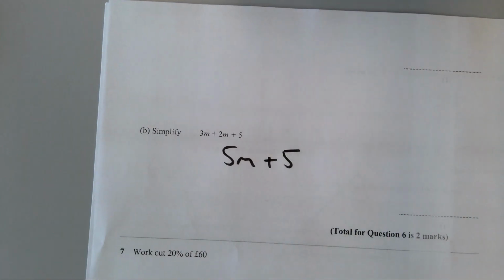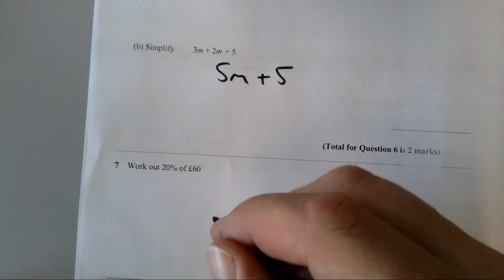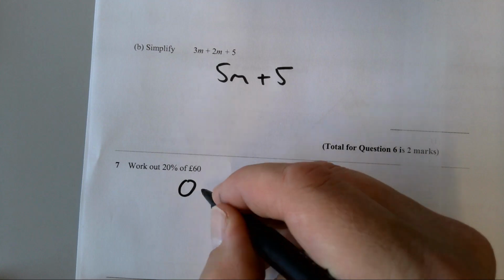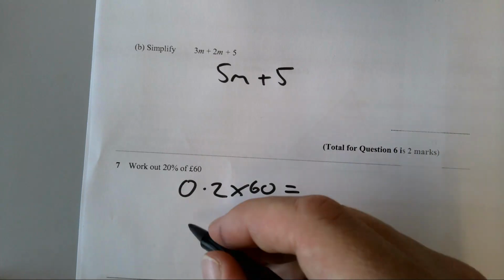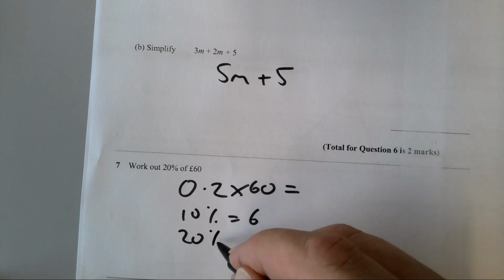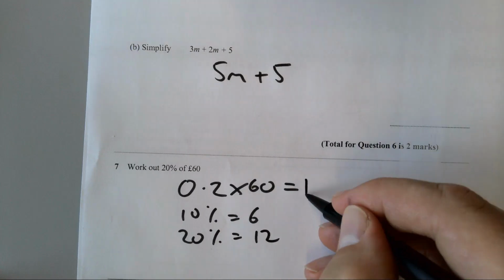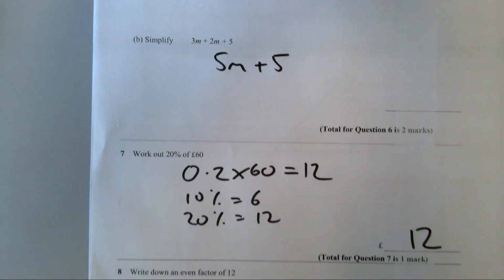Question number 7, work out 20% of 60. So if it's a calculator, I could do 0.2 times by 60 to give me my solution, or I could go 10% is going to be 6, 20% is going to be 12. So two different ways there, possibly attacking that question.